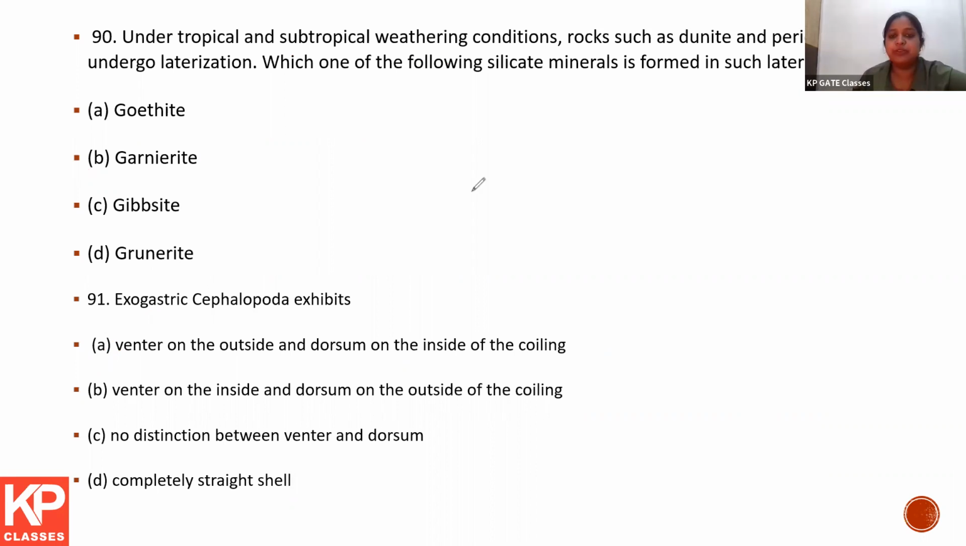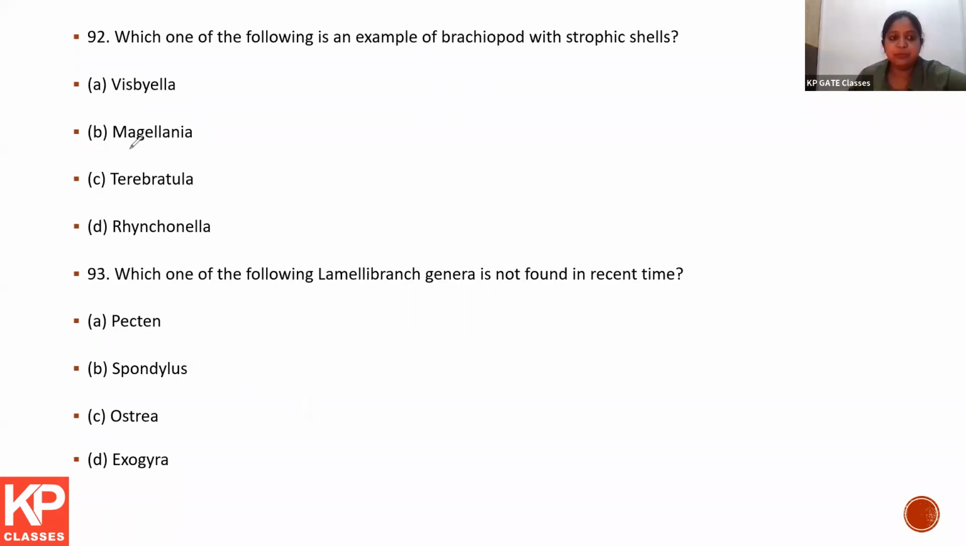Brachiopod with strophic shells: Visbella, Magellania. So here strophic shells means the one that has a straight hinge line. So brachiopod with straight hinge line. Terebratula and Rhynchonella have curved hinge line. So among Visbella and Magellania is the doubtful option. So Visbella is the right answer, the one that has a straight hinge line. So strophic shells means brachiopod shells which have a straight hinge line. Answer is Visbella.